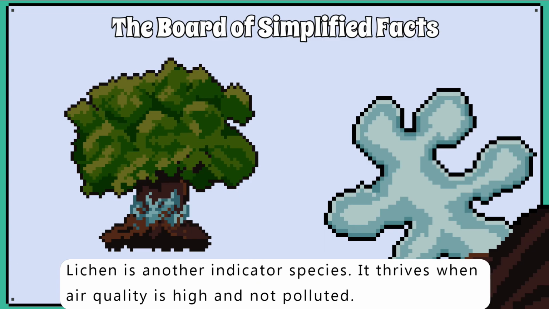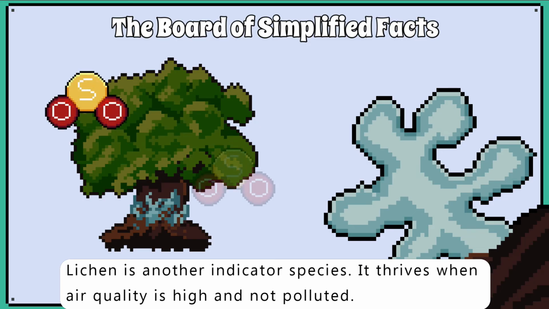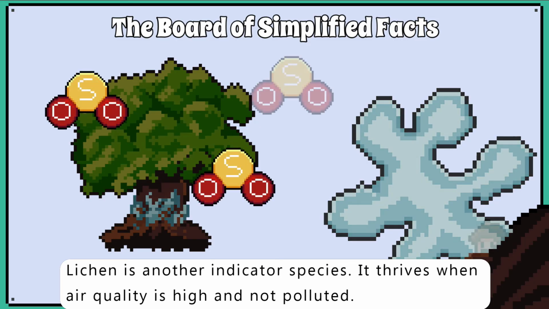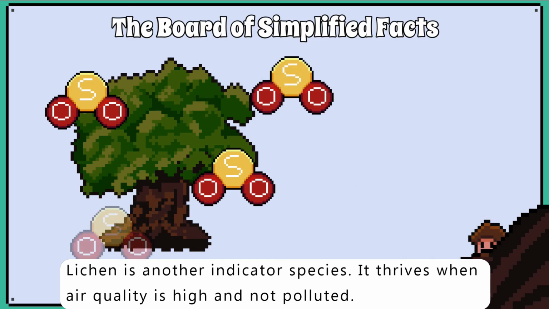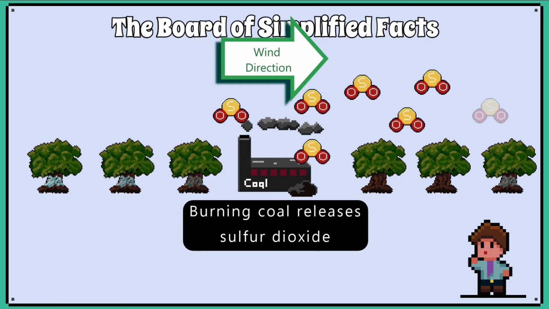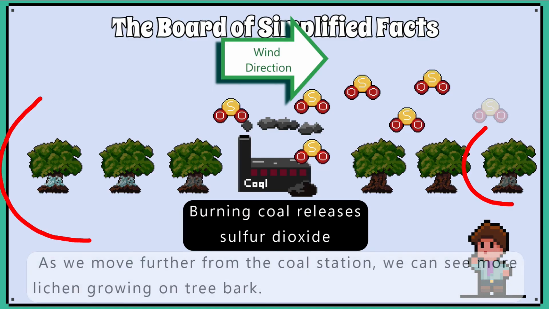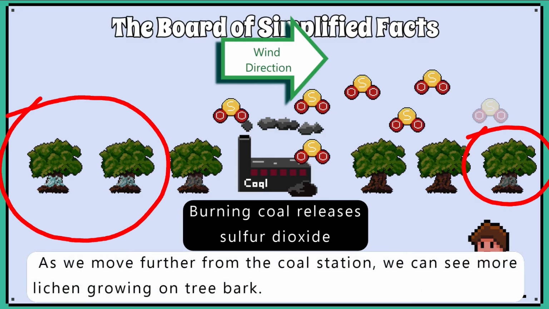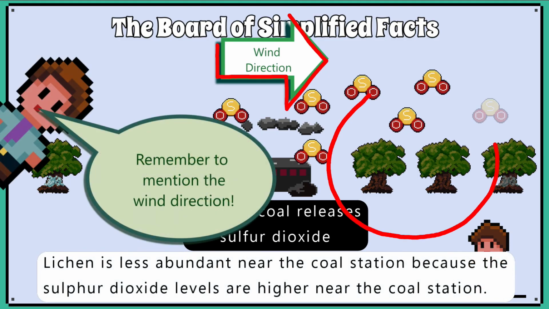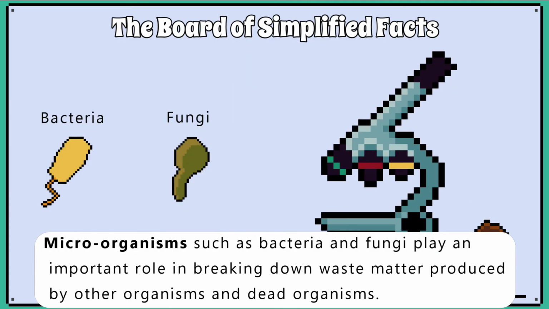Another example of an indicator species that can be used to determine air quality is lichen. Lichen grows on bark, but is very sensitive to sulfur dioxide and will not thrive if there are high levels of sulfur dioxide present in the atmosphere. In this example, we can use the data and our knowledge and show that as we move further from the coal station, we can see more lichen growing on tree bark. Lichen is less abundant near the coal station because the sulfur dioxide levels are higher near the coal station.